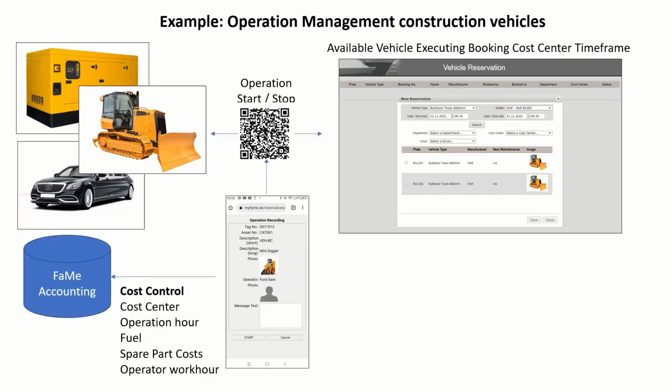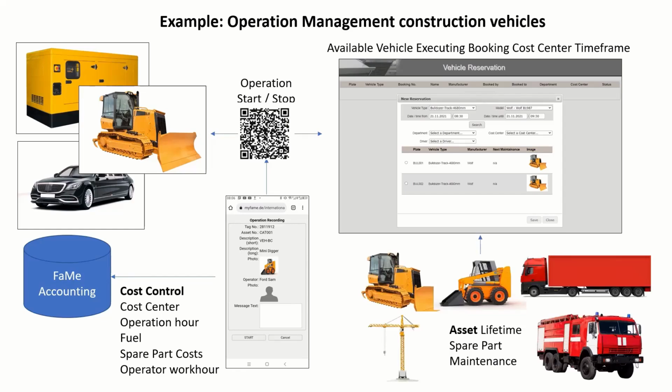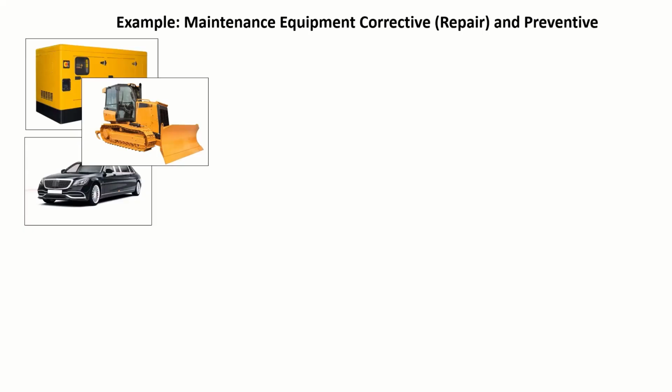We explain now the QR code solution. With the QR code mounted at the vehicle, the operator records the start and stop timing easily with one scan. The system automatically records the timing for the cost center and for the maintenance interval calculation. This functionality is available for every kind of vehicle, also for vehicles without IoT tracker.